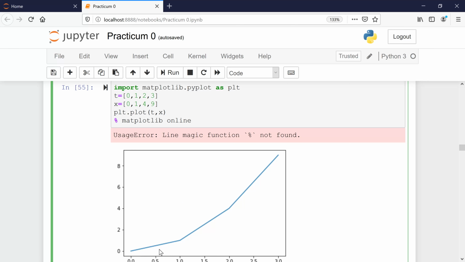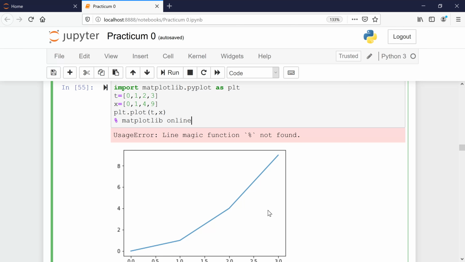So let us comment on this very simplistic figure. We have 4 points on the x-axis and 4 points on the y-axis. We have 0, 0, 1, 1, 2, 4, and 3, 9. So 4 points. And when we plot, Matplotlib plots these points and connects them by lines.